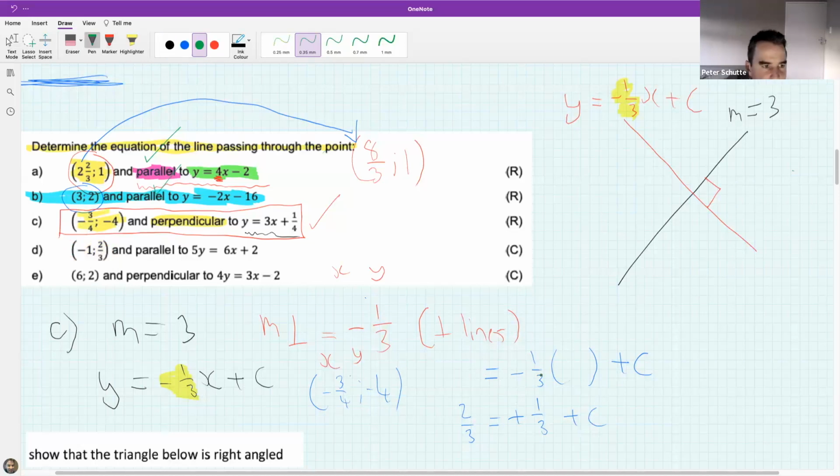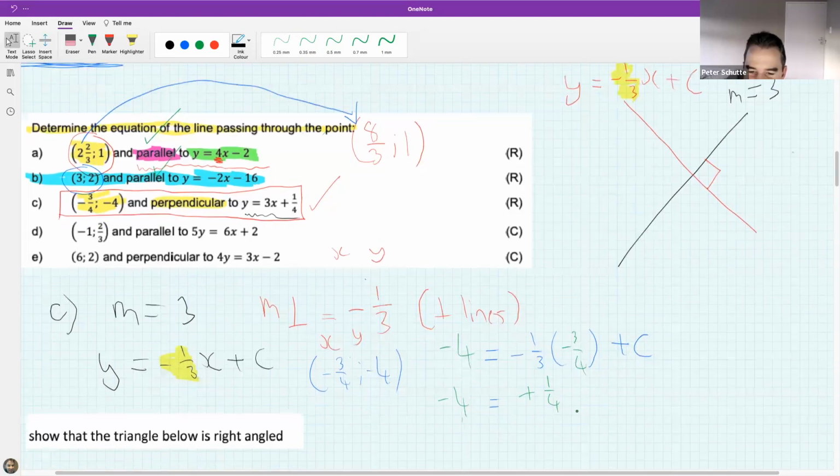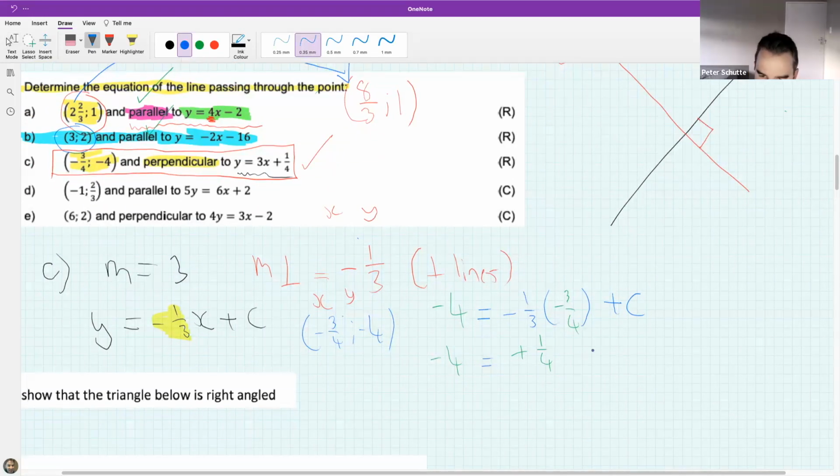So let's try again. Minus 1/3 is what we have as our gradient, and the point that I want to put in is minus 4. And then over here, minus 4 is my y, and this is minus 3/4. Okay, so let's see what happens now. We're going to get a positive. So that's going to cancel. That's so 1/4. And then we get plus c. Now, what is my final c value going to be?